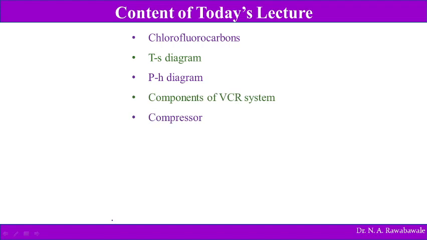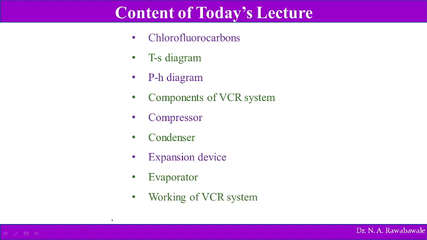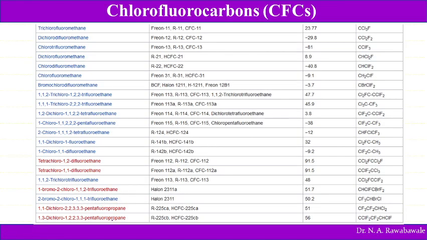Now we will see the components of the vapor compression refrigeration system. What is a compressor, what is the function of a compressor, what happens in the compressor, then the condenser, expansion device, evaporator, and the working of the vapor compression refrigeration system. Finally, we will find out the coefficient of performance of the vapor compression refrigeration system.